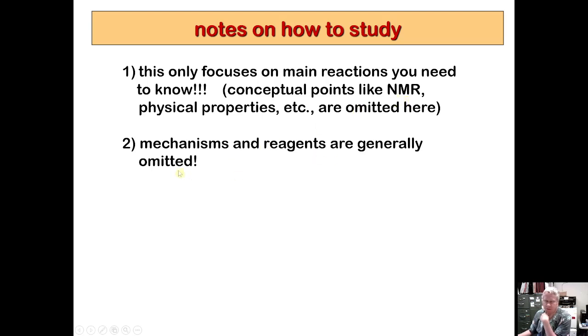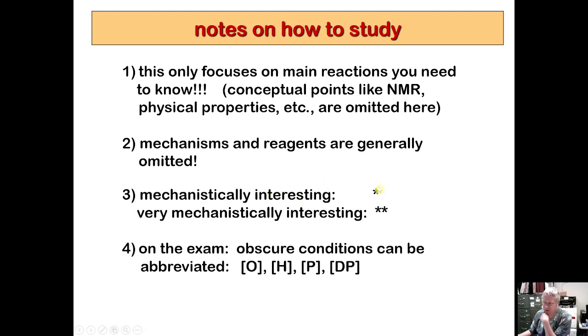Mechanisms and reagents generally omitted. Now this is actually false. I put a lot of the reagents in, and for the most part mechanisms are not provided here, but you can certainly fill them in, maybe on paper or on the PDF or something.